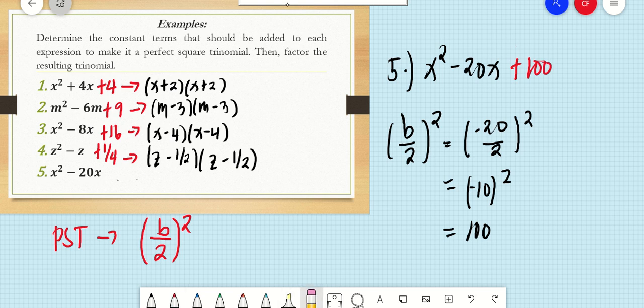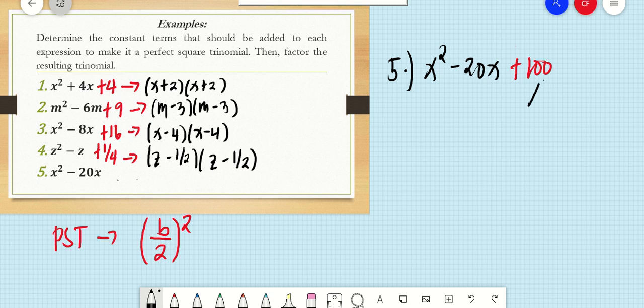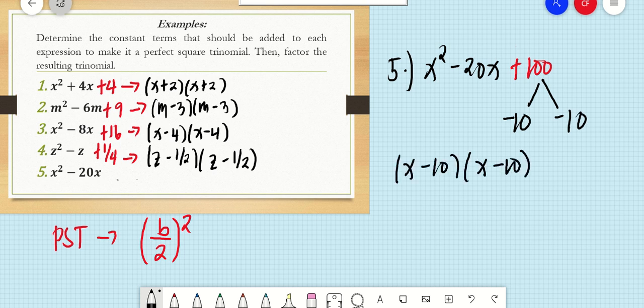Next, we get the factors. Same concept: we get the factors of 100 that, when added, the result is negative 20. Obviously, that is negative 10, negative 10. So our factor is x minus 10 times the quantity of x minus 10. So this is the answer. This is the solution. So this is how we make an expression a perfect square trinomial using this formula: the quantity of b over 2, raised to 2.